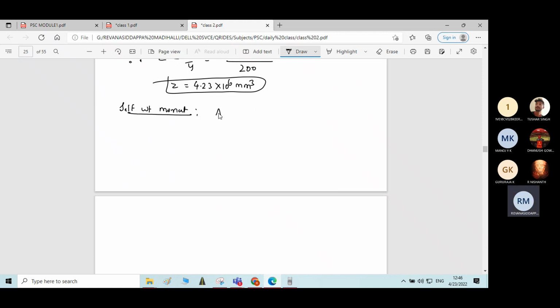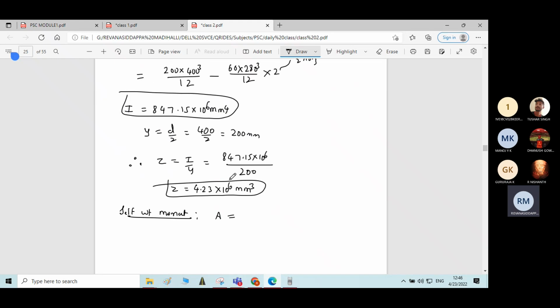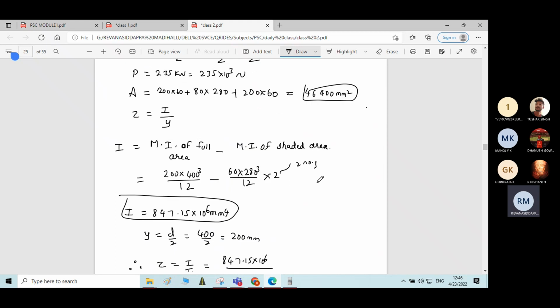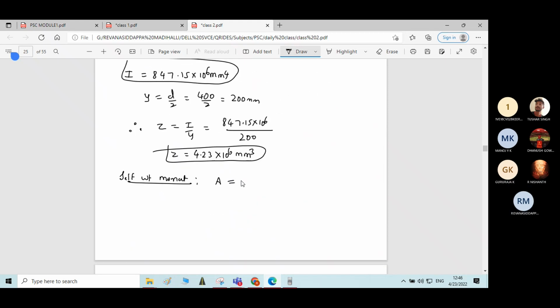To calculate the self weight moment, you need the area in terms of meter square, because density is in terms of kilonewton per meter cube. The area we have calculated is 46,400 mm square. In terms of meter square, it is 46,400 into 10 power minus 3 meter square. So the answer is 0.0464 meter square. Here, be careful.